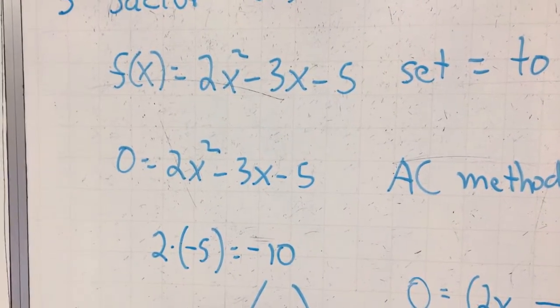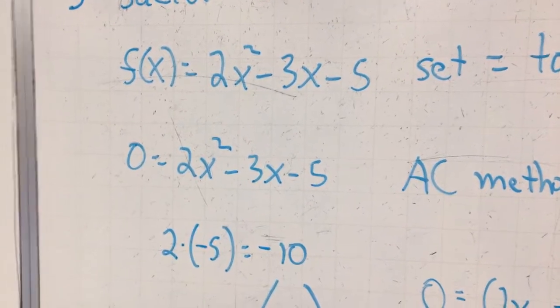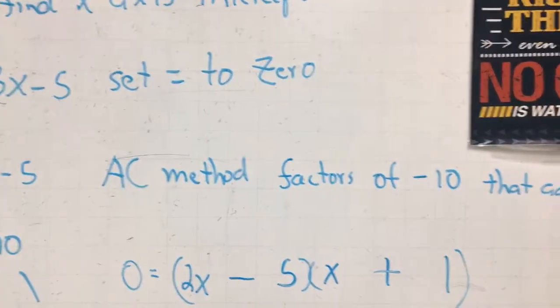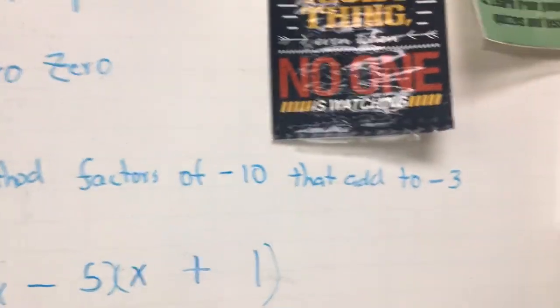And what do we always do first before we factor? We look for a greatest common factor. Ain't got one. All right. So we have to use the AC method. Factors of negative 10 that add to negative 3.